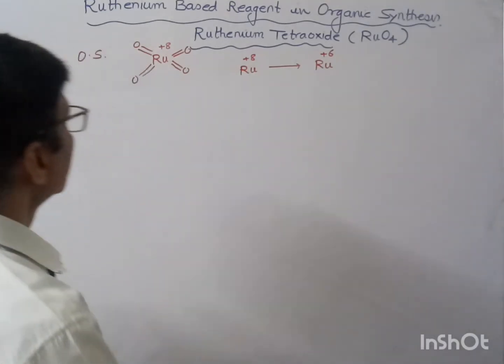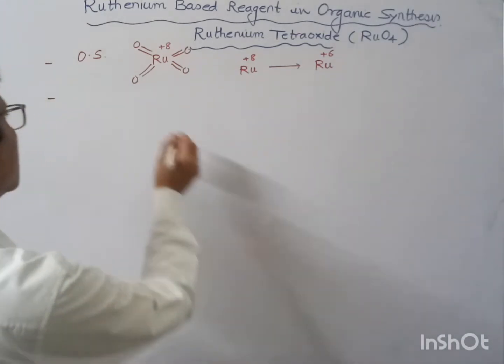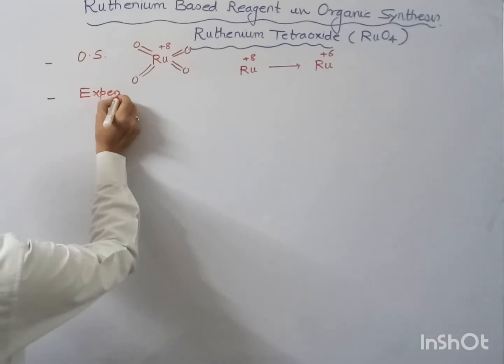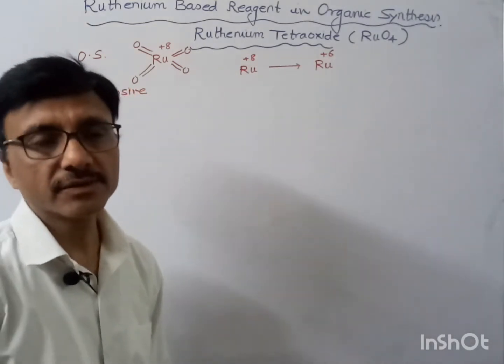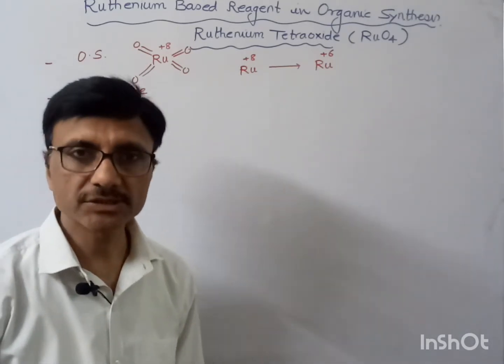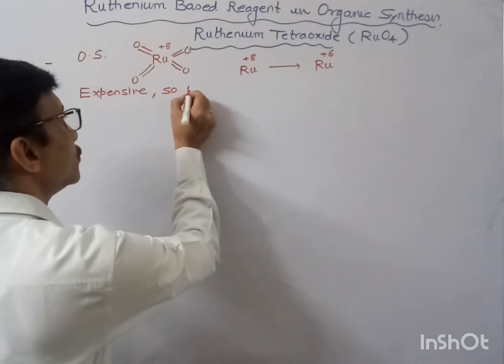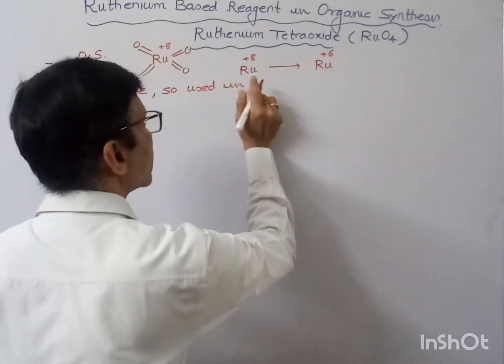So ruthenium tetraoxide is a very expensive reagent, and that's why it is used in catalytic amount only. That is, it is used in a very small amount.